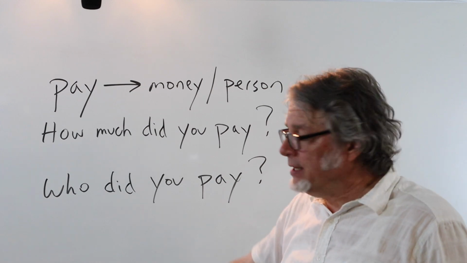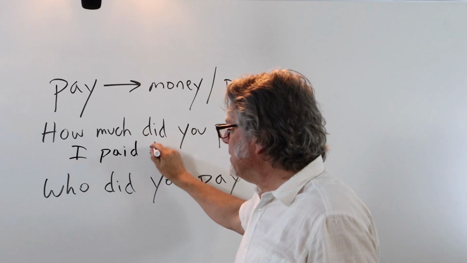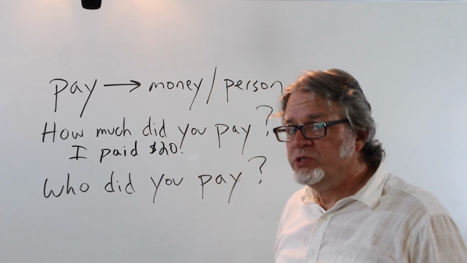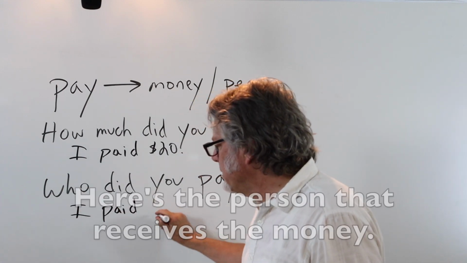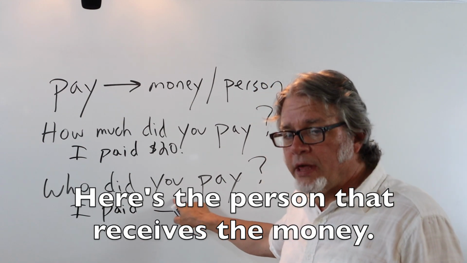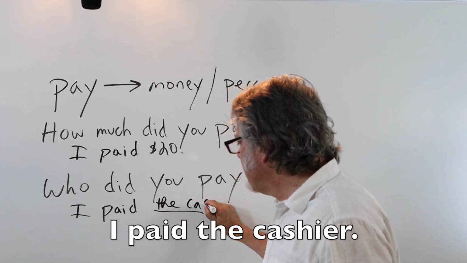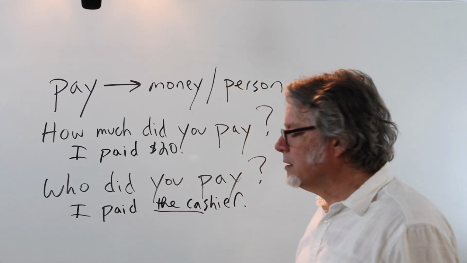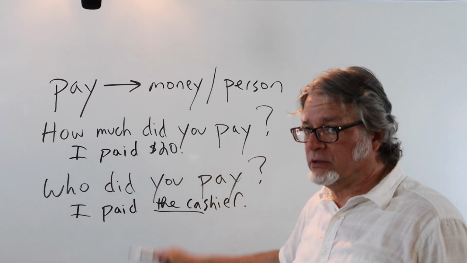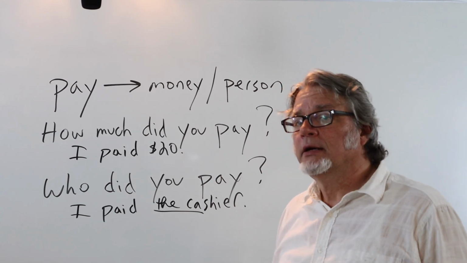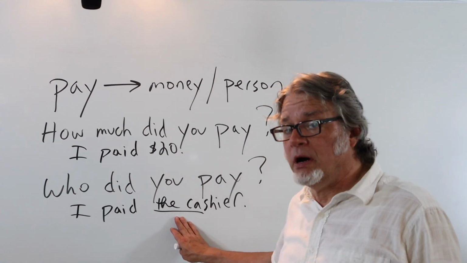How much did you pay? I paid $20. Who did you pay? I paid. And then here's the person that receives the money. I paid the cashier. How much did you pay? I paid $20. Who did you pay? I paid the cashier. This is the person who receives the money.